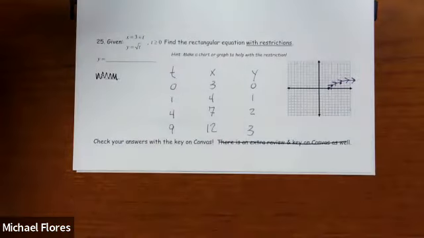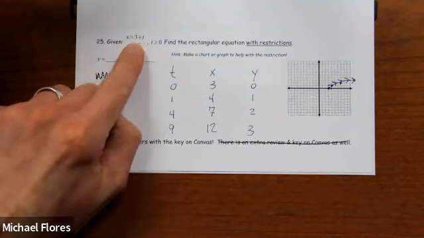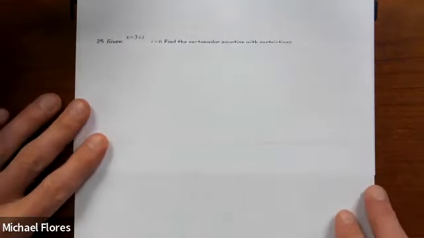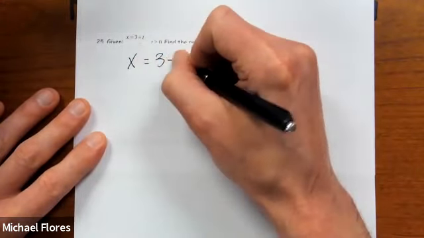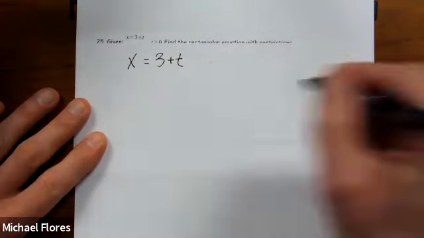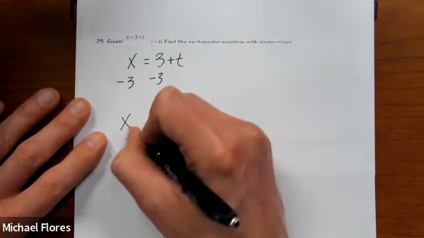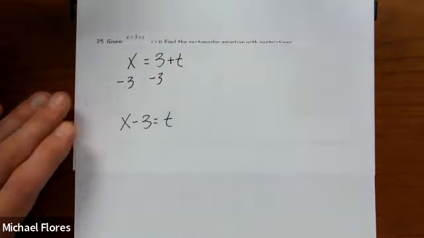Whenever we graph a function, isn't it most of the time Y equals something, right? So let's not mess with Y for right now. Let's go over here to X. I'm going to get a separate sheet of paper here. The name of the game is let's get T all by itself. The way that we would do that is subtract 3 from both sides, leaving us with X minus 3 is equal to T.